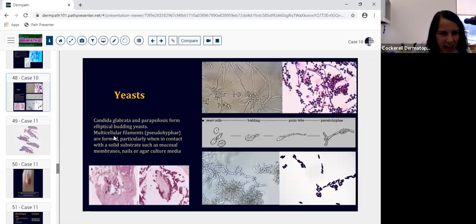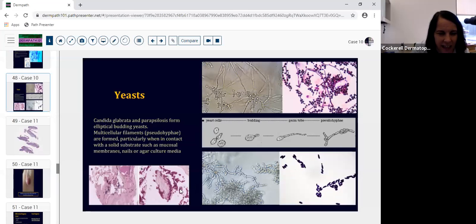The yeast, we can have Candida glabrata and Paracelsus. The top would be more of the glabrata, and with yeast, you'll see budding and then germ tube formation and then the pseudohyphae. So they're not true hyphae. So you really want to look for the budding, and it's very narrow-based budding, and you want to look for pseudohyphae.